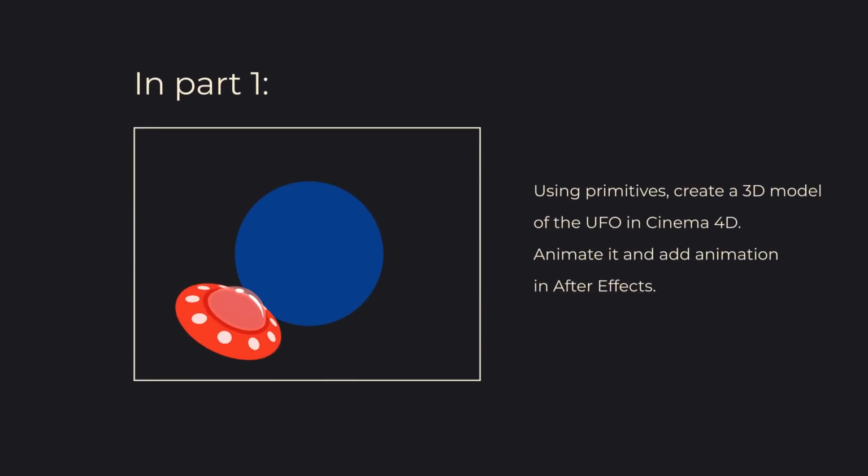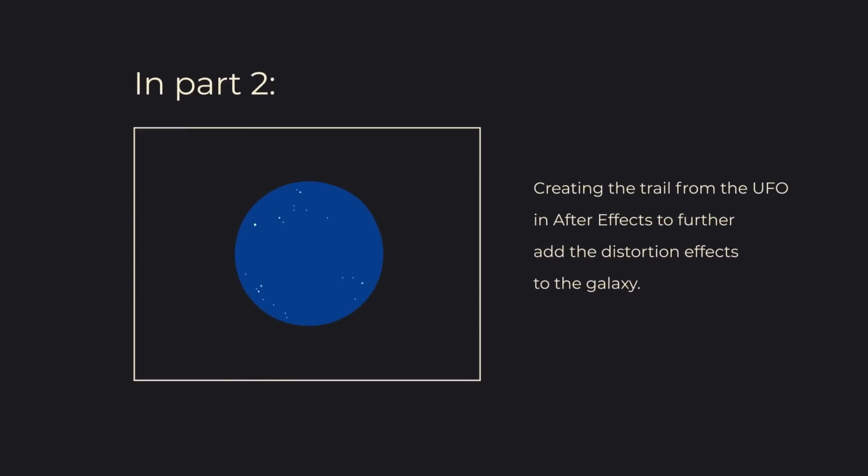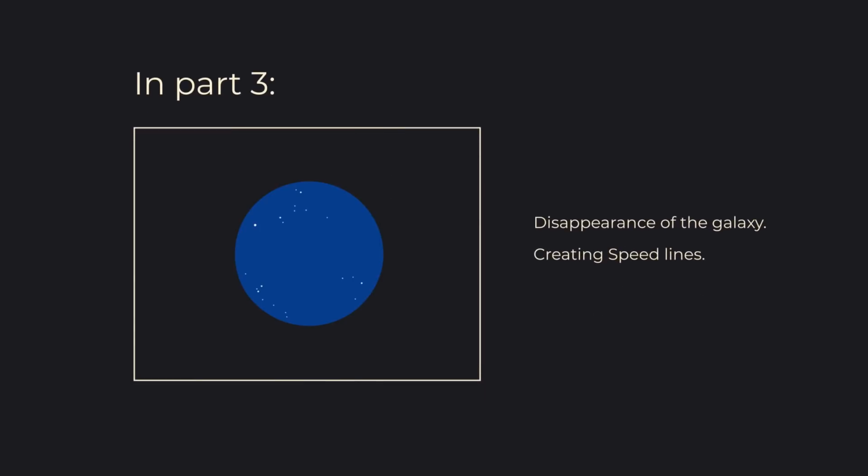We start with preparing and animating the UFO. We'll do this in Cinema 4D. Then, in the next lesson, we will talk about how to create the trail from the UFO and distortion effects for the galaxy. And in the third part, we'll create the disappearing effect and speed lines. Let's begin.